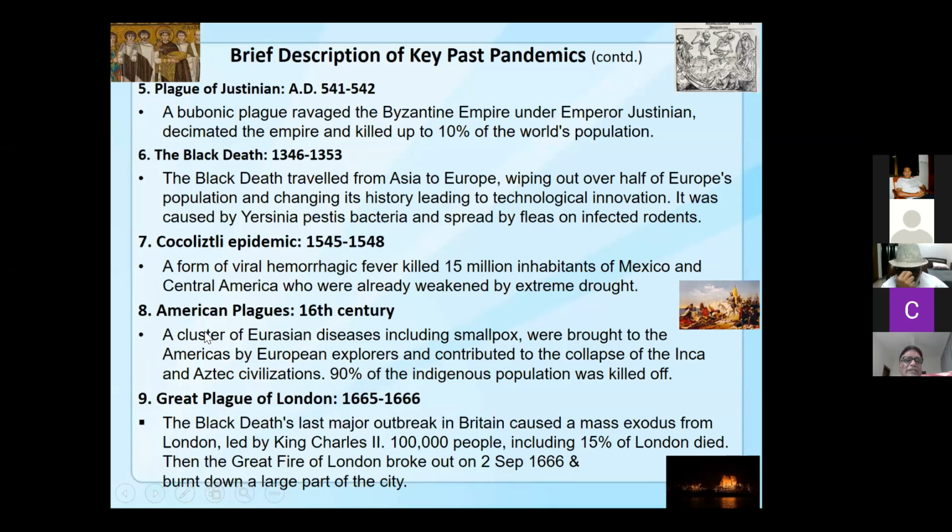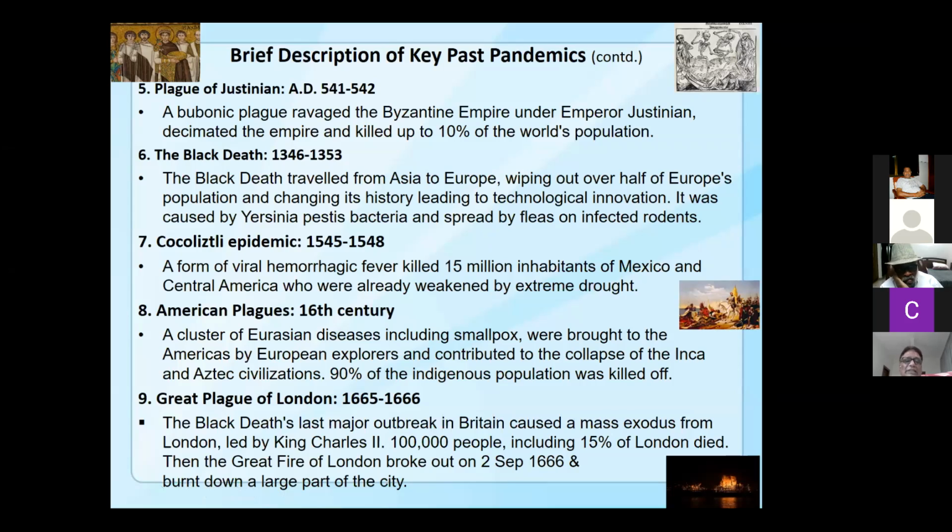Then we had a Cocoliztli epidemic, which was in 1545-1548. And it's a form of viral hemorrhagic fever that killed 15 million inhabitants in Mexico and also Central America, who were already weakened by extreme drought.